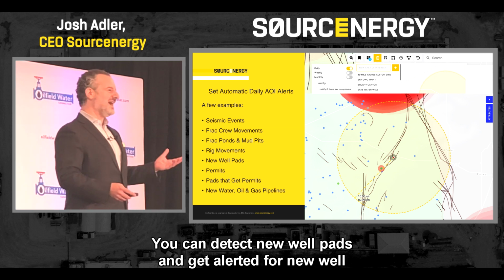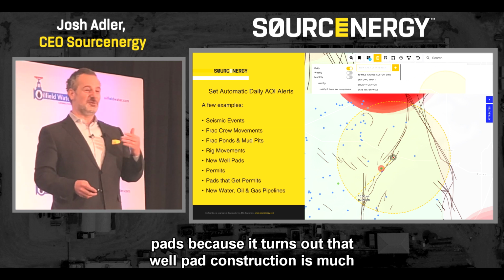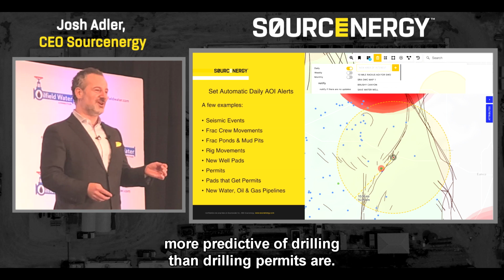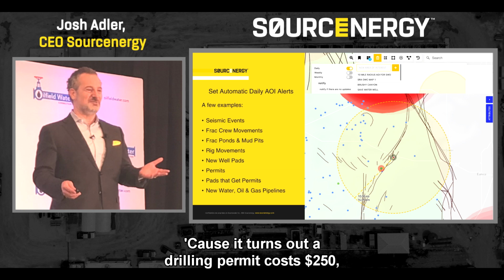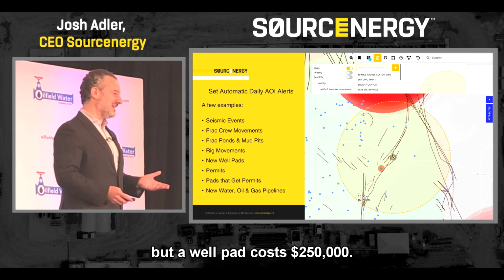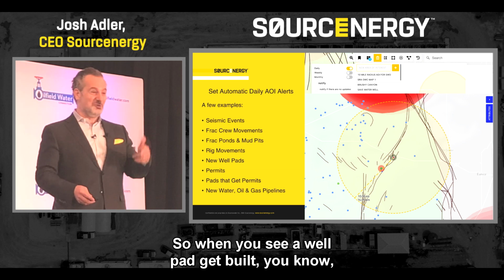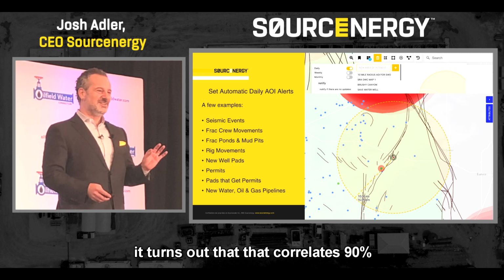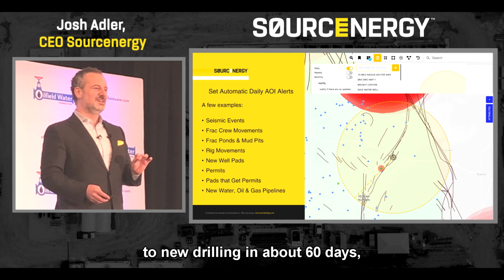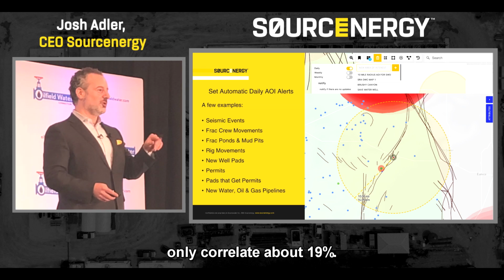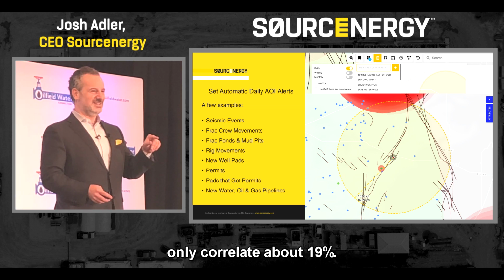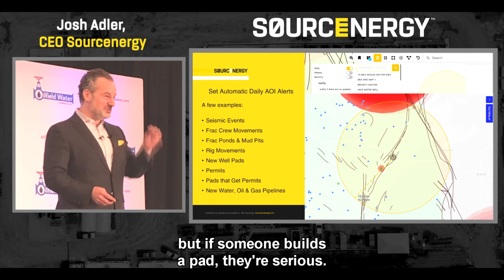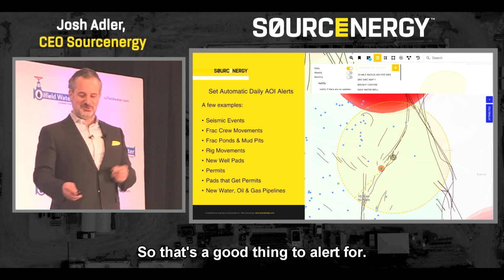You can detect new well pads and get alerted for new well pads because it turns out that well pad construction is much more predictive of drilling than drilling permits are, because a drilling permit costs $250, but a well pad costs $250,000. So when you see the well pad get built, you know they're actually going to drill the well. It turns out that that correlates 90% to new drilling in about 60 days, whereas the drilling permits only correlate about 19%. In other words, drilling permits are essentially random with respect to drilling. But if someone builds a pad, they're serious. So that's a good thing to alert for.